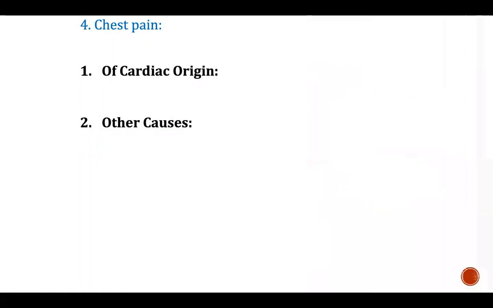So what about the chest pain? The chest has lung, the heart is there as well, there are bones as well, there are muscles as well. So of course it can be of cardiac origin, it can be of non-cardiac origin, as I said, from those other organs. So what are the possible causes for chest pain? Anyone would like to try? Please use the chat box.